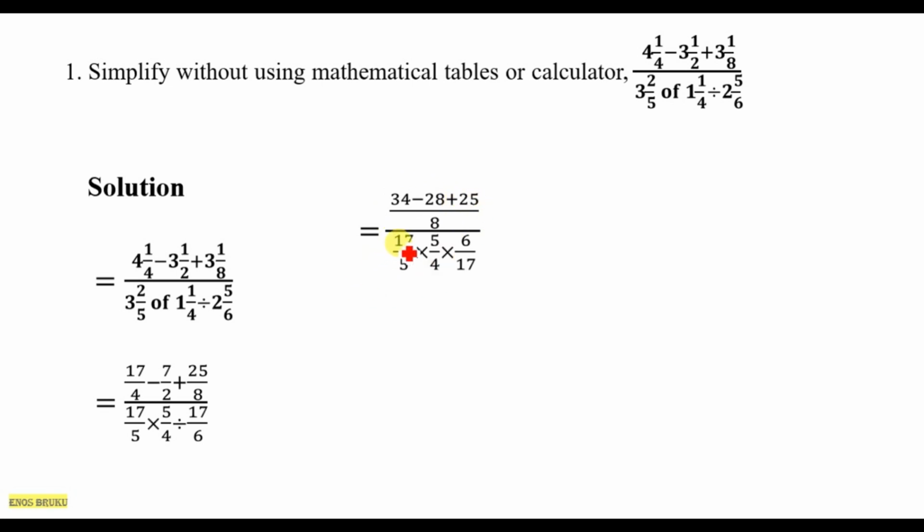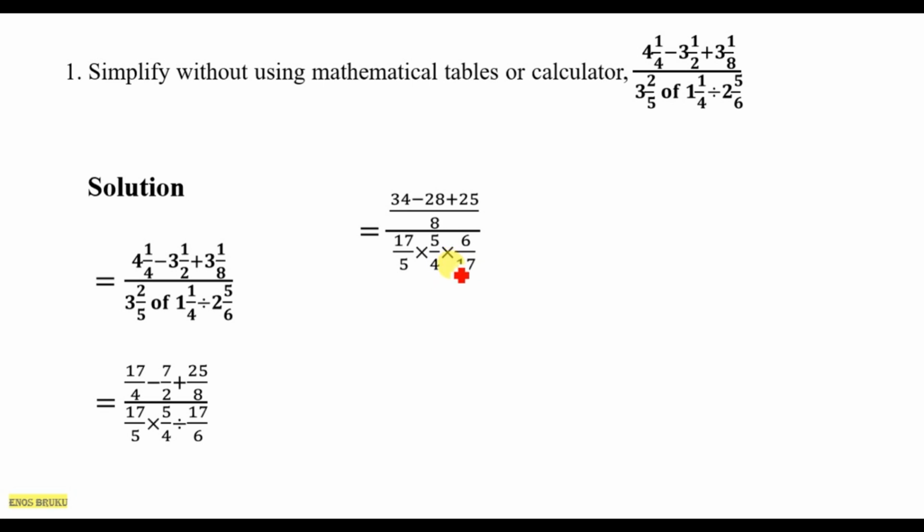And down here we did something. We have 17 over 5 times 5 over 4, and then with division and multiplication, they are also brother and sister in BODMAS. Whenever you have division, to be able to simplify, you have to change it to multiplication, because when you change it to multiplication, that is where you can cancel.